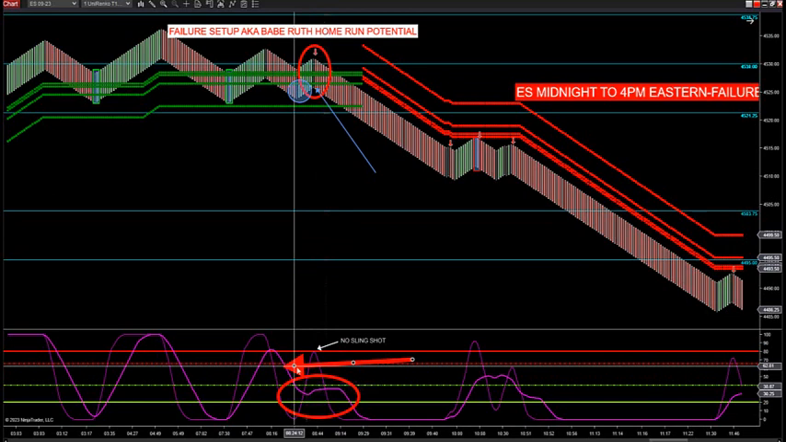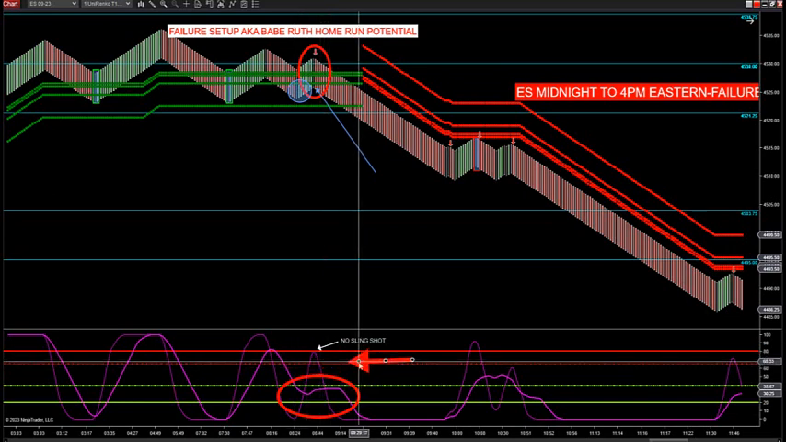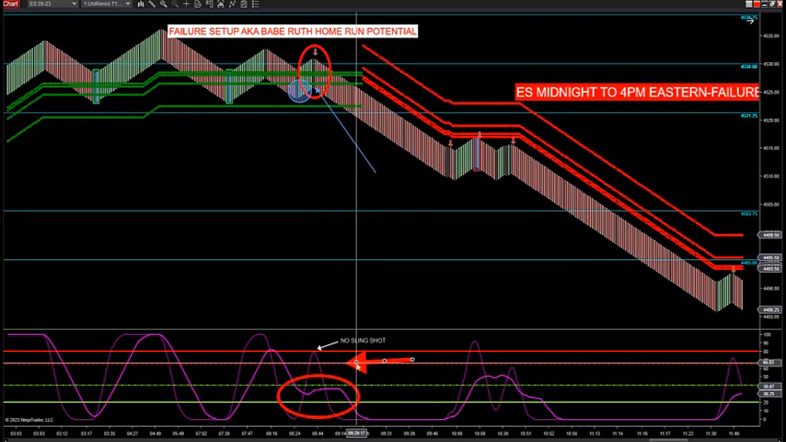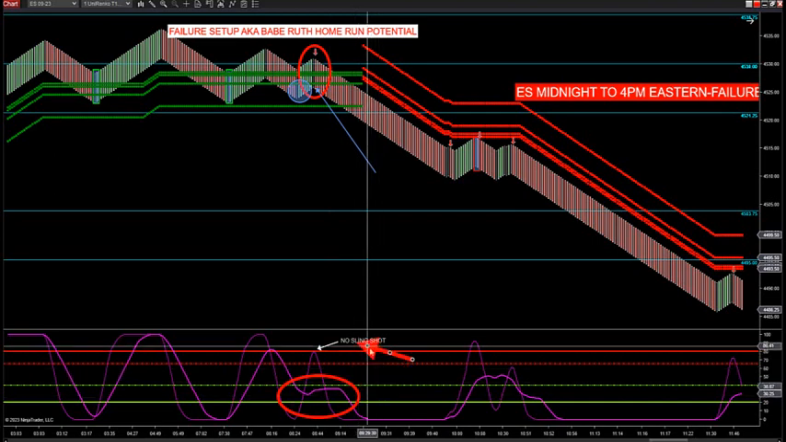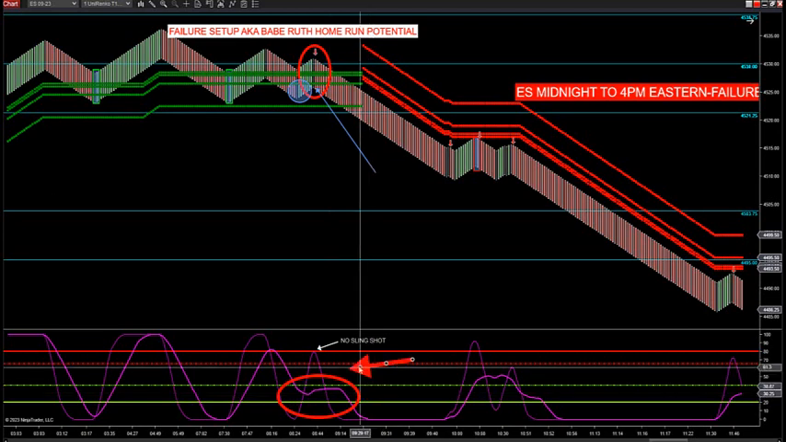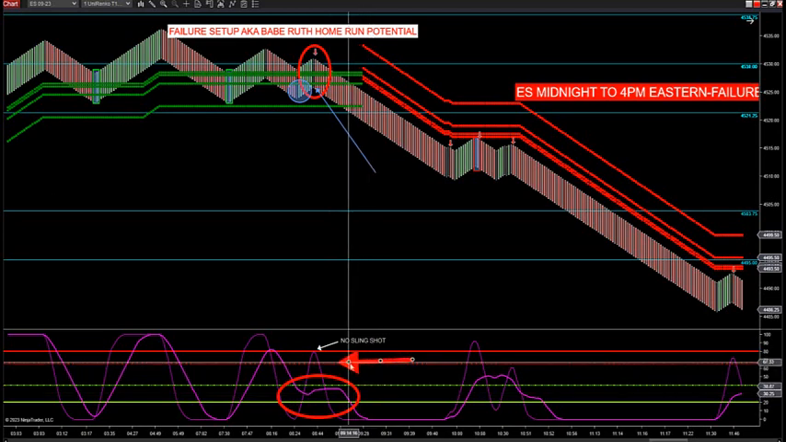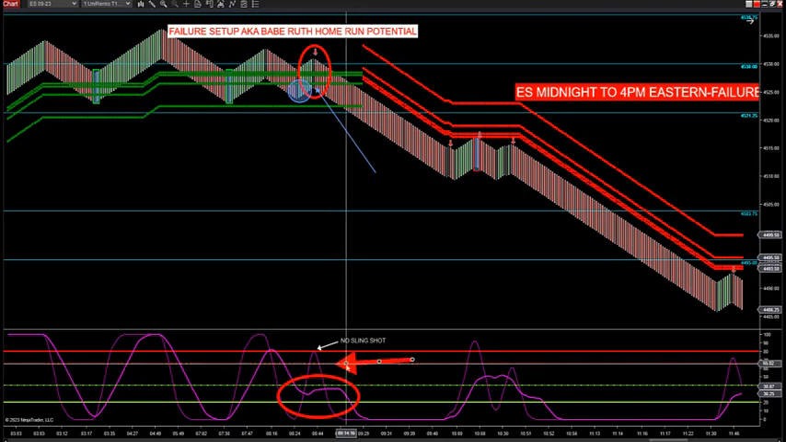The big one is my thick signal line though. I have this proprietary way of looking at these oscillators, okay? I like to look at them as levels of strength and levels of weakness. So what I put on here, I have the standard 80 red, standard 20 oscillator, but then I put my proprietary 65 and 40.